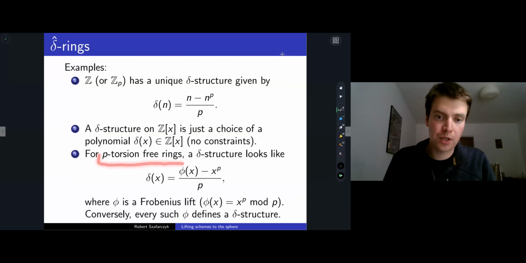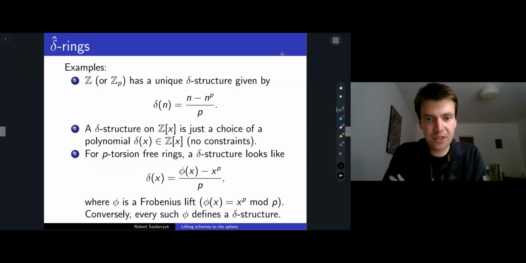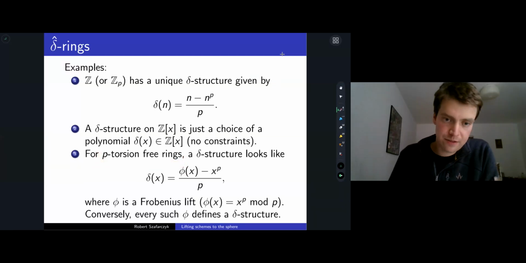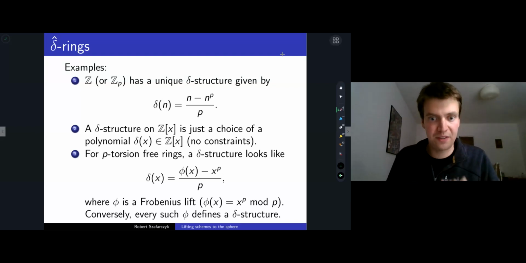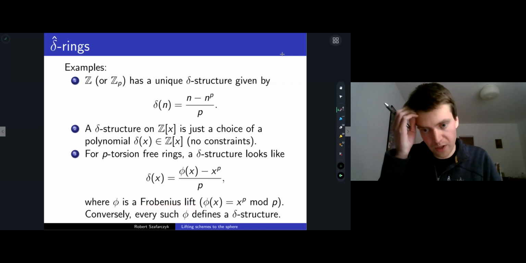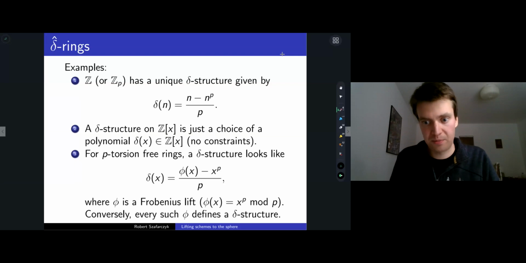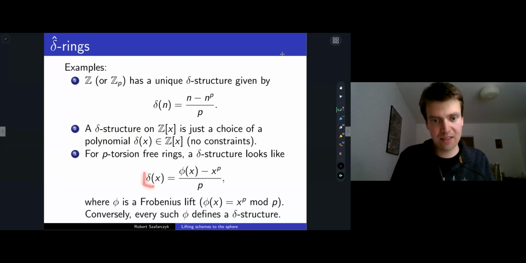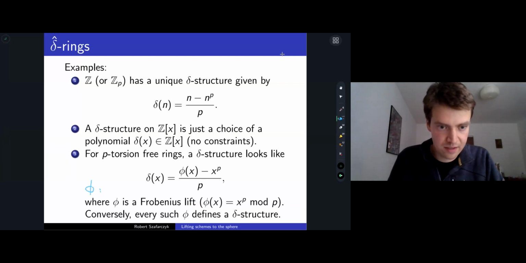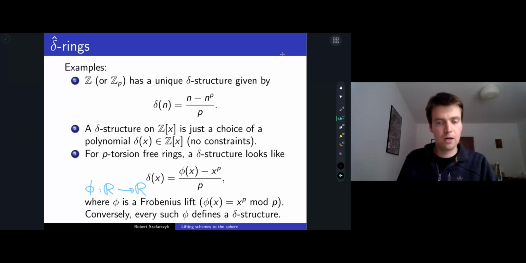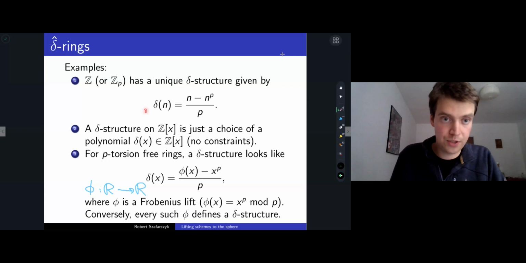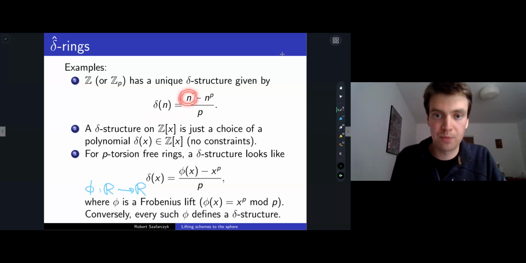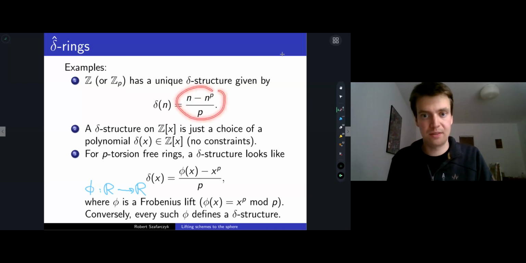You can also say it more generally, deleting the p-torsion freeness assumption, but then you need to be careful. Delta structures are still the correct thing to do, but instead of a Frobenius lift, what you want is a derived Frobenius lift. So you need to take derived mod p reduction, but we will only stay most of the time in the realm of flat rings. So you can just think of a delta structure as a Frobenius lift, where phi is a ring endomorphism of R. And this also goes back to the first example, because the only automorphism of the integers is the identity. So we know that this must be the formula.